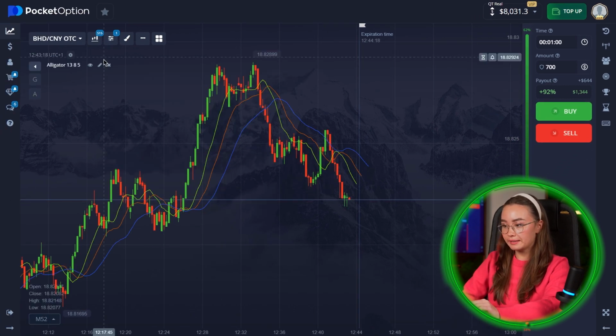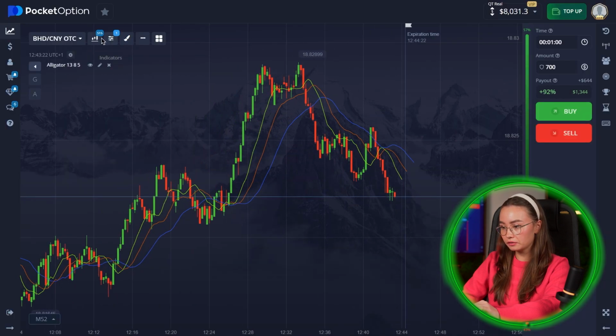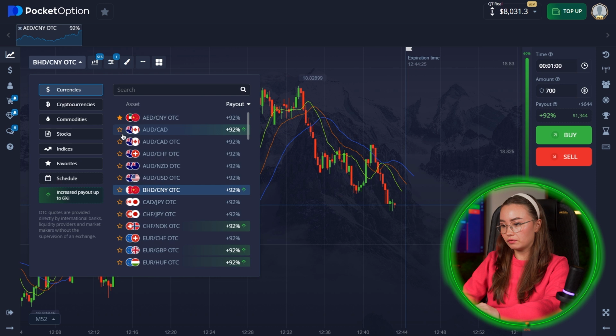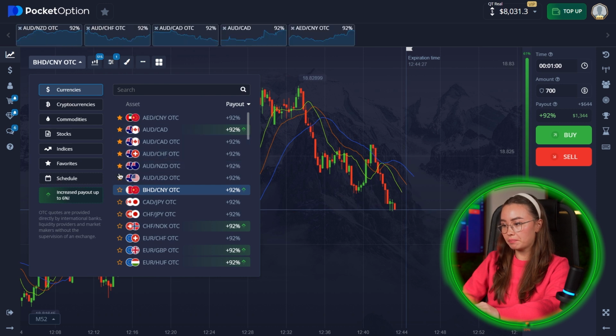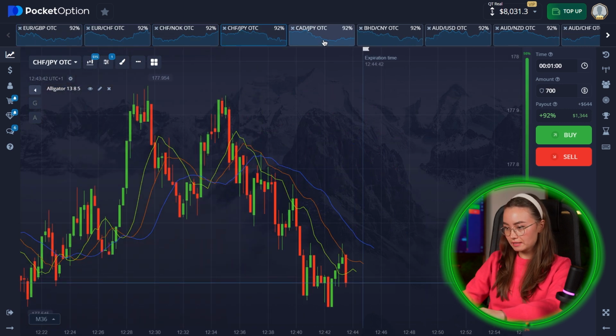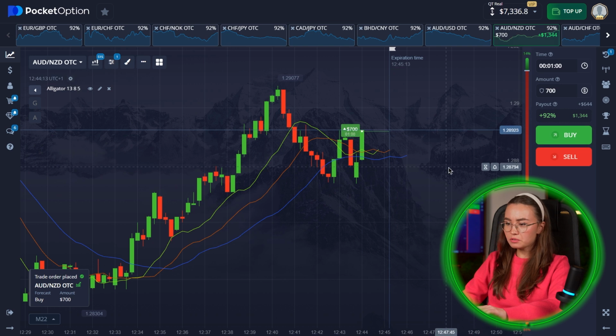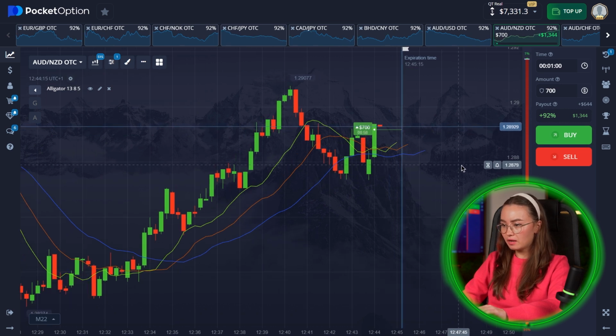Now we go to the indicators tab. Here we select the Alligator Indicator, leave its settings on default, and let's add currency pairs for quick switching. Okay, let's find something interesting. The first trade is going long. Now let me explain the entry logic.